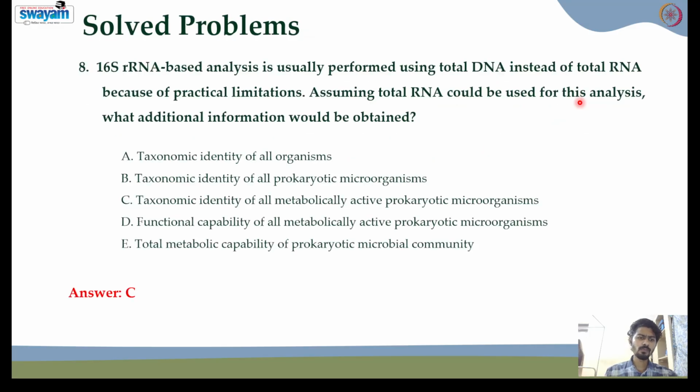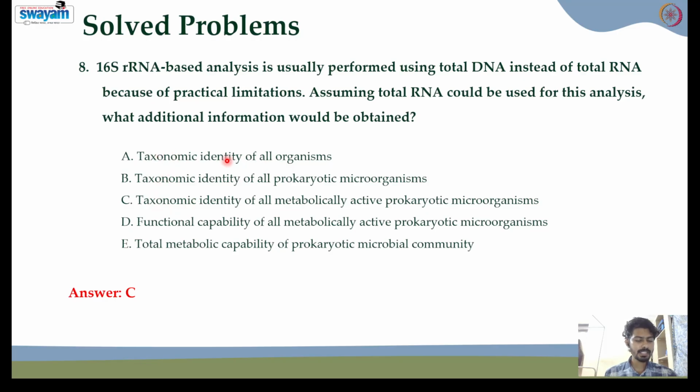So we will see why other options are not correct. If you see the taxonomic identity of all these cells, for this analysis you will require 16S rRNA, which is DNA based, where you will try to identify what are all the microorganisms that are present in the sample.